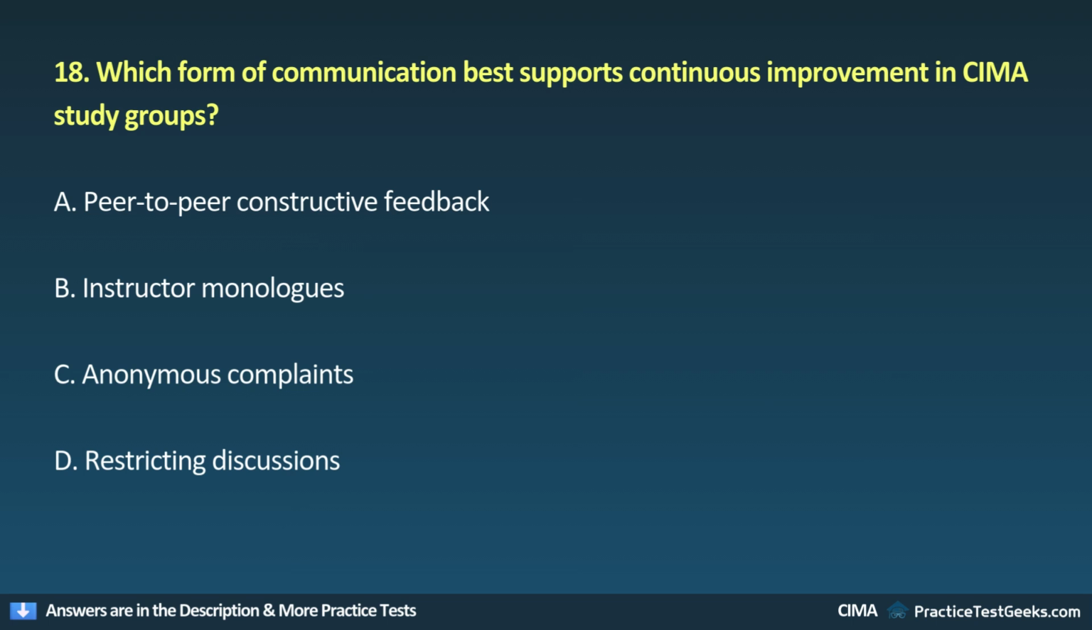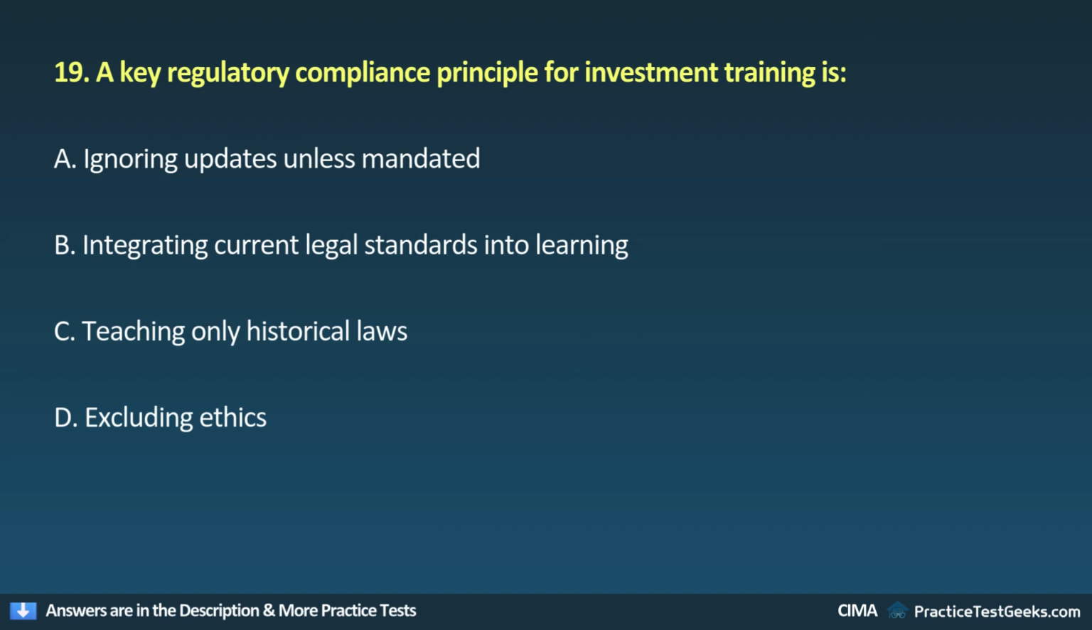18. Which form of communication best supports continuous improvement in CIMA study groups? A. Peer-to-peer constructive feedback. B. Instructor monologues. C. Anonymous complaints. D. Restricting discussions.